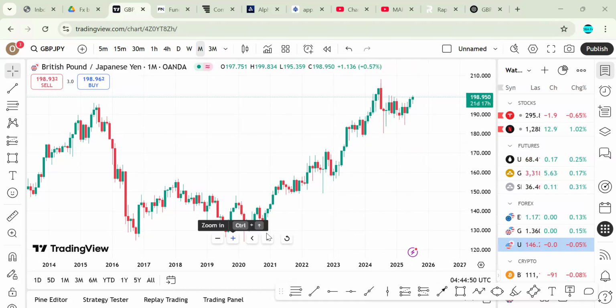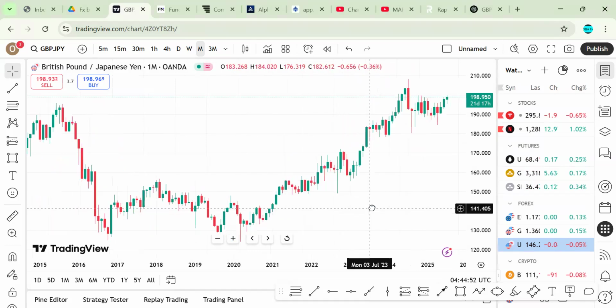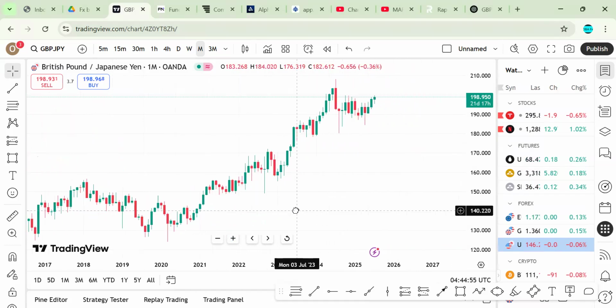So as a continuation of our top-down analysis series, today we'll be looking at GBPJPY. GBPJPY stands for the Great British Pounds against the Japanese yen.